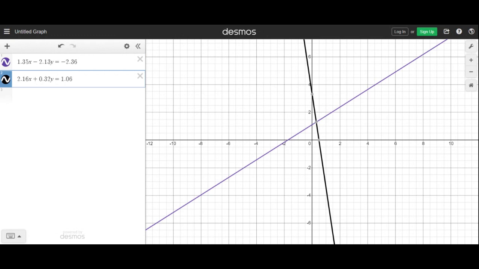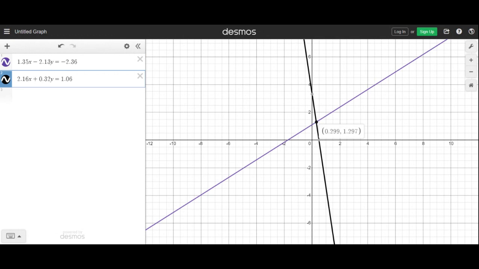Again, if you didn't have access to Desmos and you were using a graphing calculator instead, you would need to solve each one of those equations for y. Just isolate y in both so that you could actually graph it. But you should get those same lines regardless. Then we're going to find our point of intersection. And notice in Desmos, it's pretty easy to do that. We're just going to click on the point where they intersect.